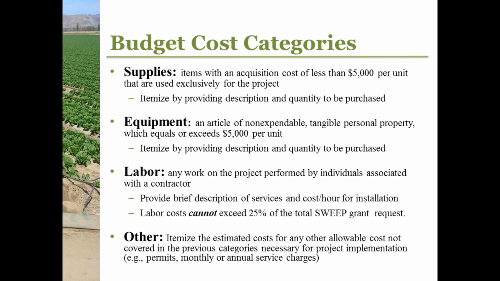This slide gives you a brief description of how those budget costs are being defined. Supplies costs are an itemized acquisition cost that are equal to or less than $5,000 per unit. Equipment is an article of non-expendable tangible personal property which equals or exceeds $5,000 per unit. So think of major equipment. There is an other cost category, and this is where we ask that you itemize the estimated cost for any other allowable costs that are not covered in the previous categories that are necessary for project implementation. Some examples of this are permits, monthly or annual service charges, and also sales tax.